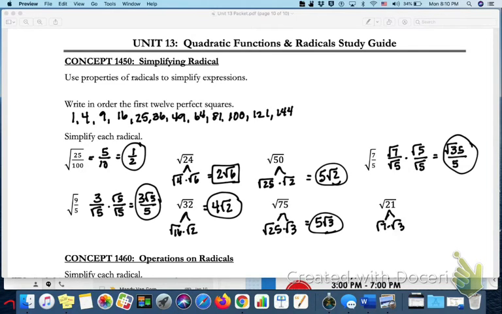And 21 is 7 times 3, but neither one of those are perfect squares, so square root of 21 can't simplify.